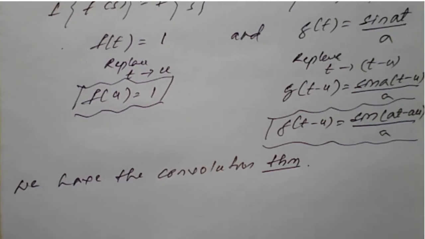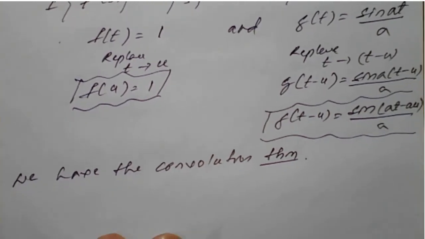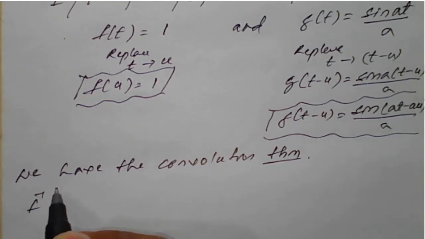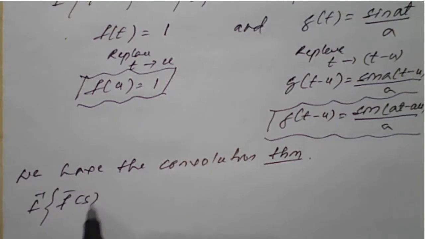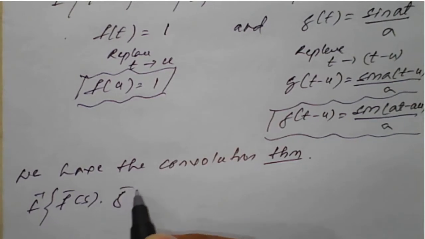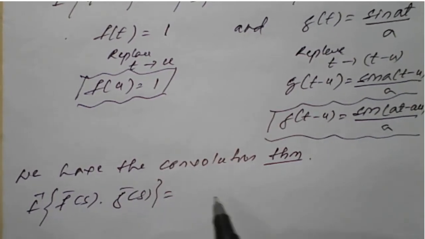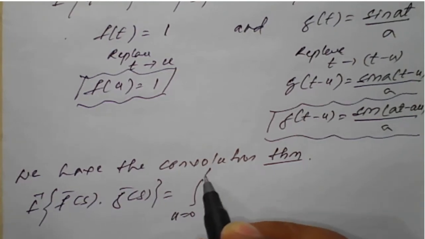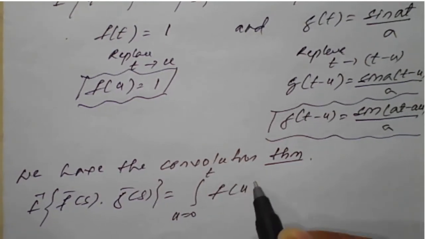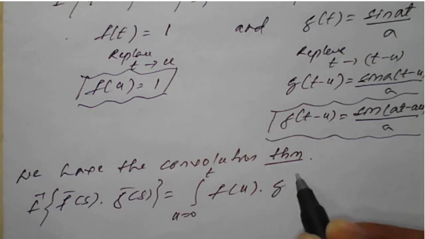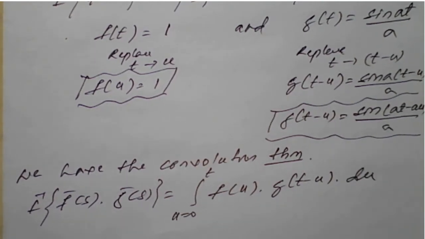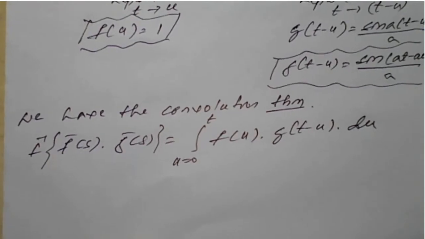So what is the convolution theorem here? It is given by: inverse Laplace of f dash of s into g dash of s is equal to integration u from 0 to t f of u into g of t minus u into du. Now we'll apply the things.